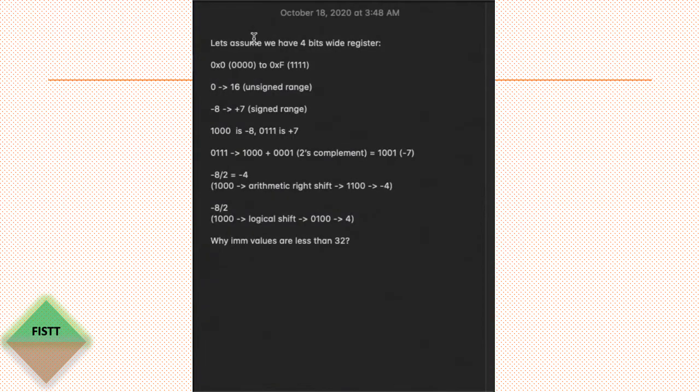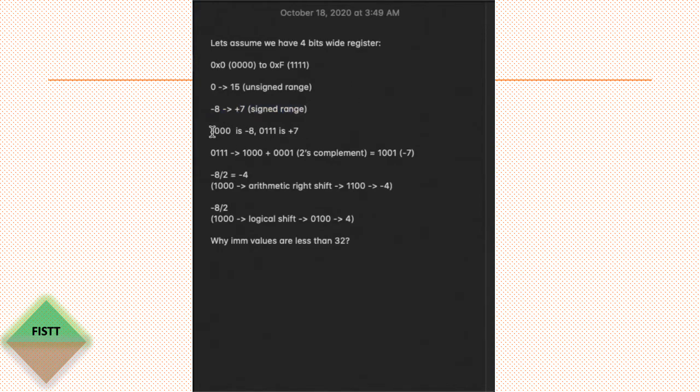Let me take a moment here to explain the difference and importance between arithmetic shift and logical shift. I'm going to assume that I have a 4-bit wide register and not 32 bits, because it would be very difficult to write and explain here. For 4 bits, the minimum value is 0000 and the maximum value is 1111, which translates to 0x0 to 0xF in hexadecimal. If you consider that as an unsigned number, it would range from 0 to 15. And if you consider them as signed numbers, it would range from -8 to +7.